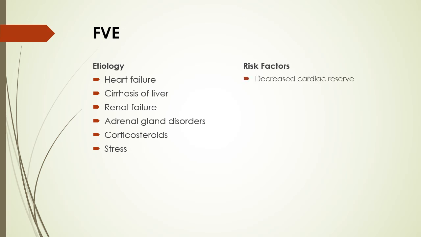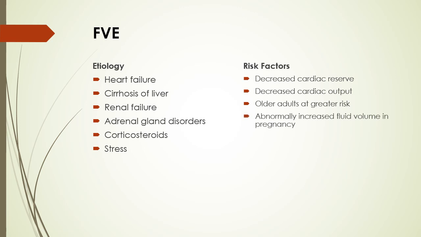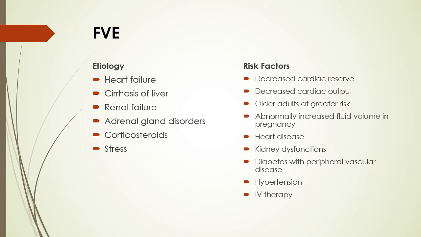Risk factors. These are related to everything we just went over. Decreased cardiac reserve, decreased cardiac output. Older adults are at greater risk because older adults' organs don't work as well as they did when they were 20 some odd years old. You also have an abnormally increased fluid volume in pregnancy. Heart disease, kidney dysfunction, diabetes, hypertension, IV.